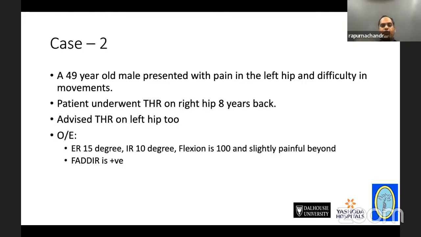This is a 49-year-old male presented with left hip pain. He had difficulty of movements. This is another typical kind of case that we deal with. The patient already underwent a total hip replacement on the opposite side 8 years back, and he was doing pretty well with the right side. He was advised total hip for the left side also. However, he was looking at options, and one of my colleagues suggested he meet me for any other options. On examination, he had global restriction of movement with the impingement test being positive.